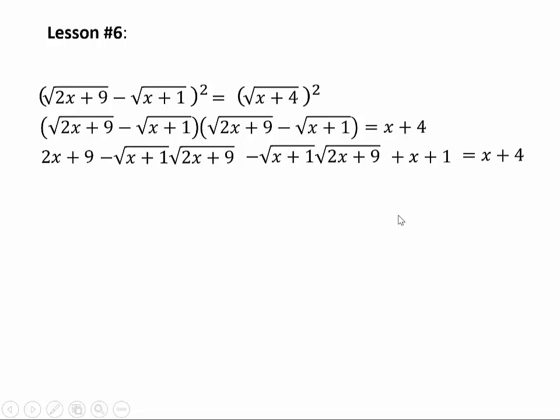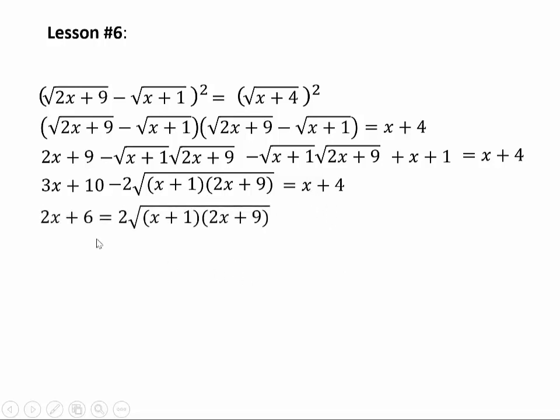Okay, lots of things. We got to combine our like terms. So 2x and x, 9 and 1, that makes 3x plus 10. These two radicals are exactly the same. They are both negative, so we have negative 2 of those things, and that equals x plus 4. Still gather our like terms together. Let's bring this x over here, this 4 over here. That gets us 2x. And then we might as well bring this radical to the other side. We can start to isolate that one.